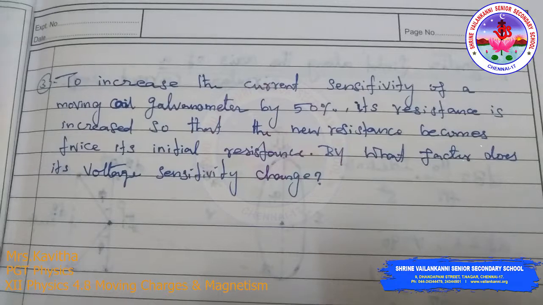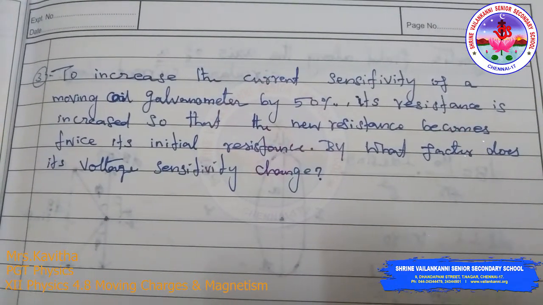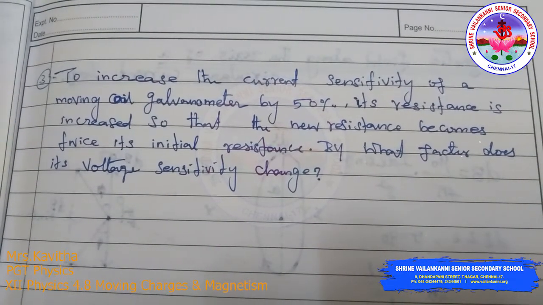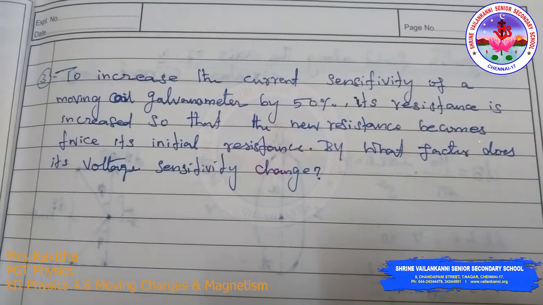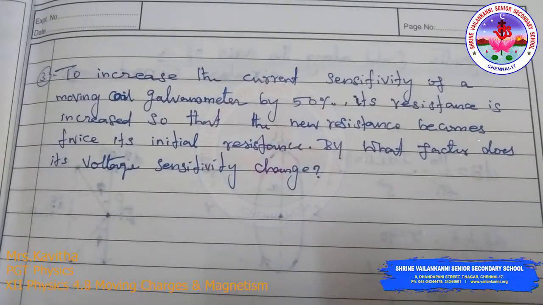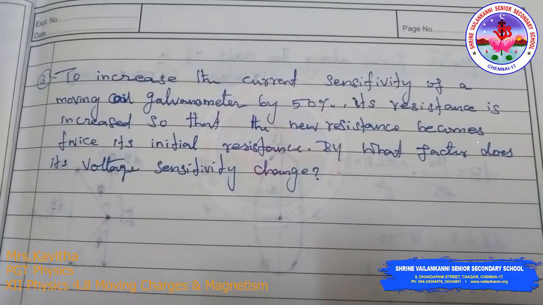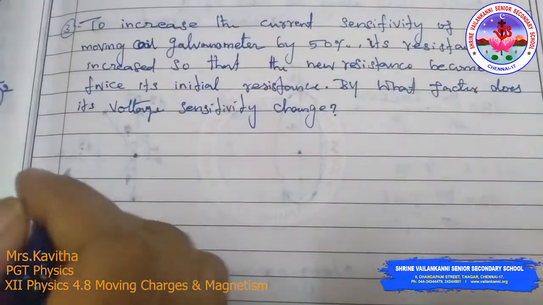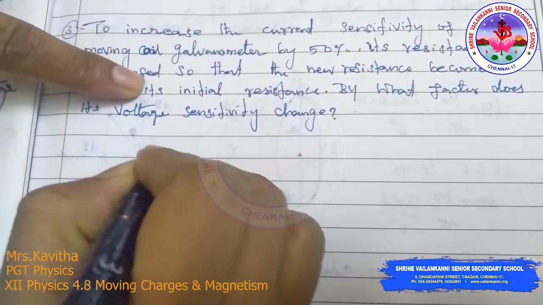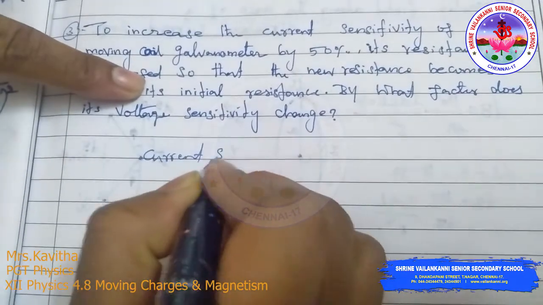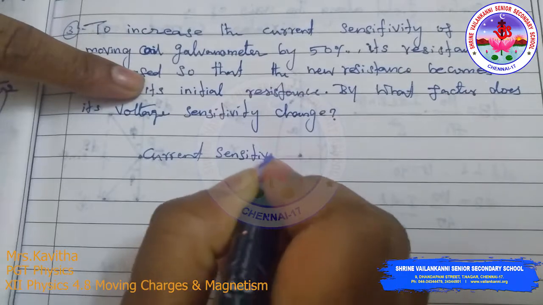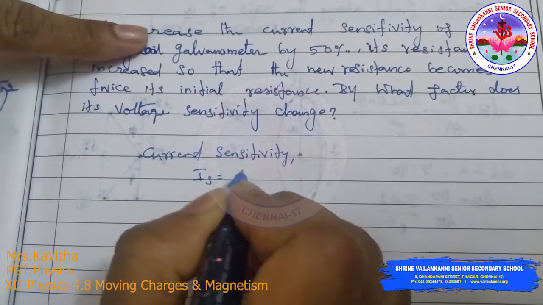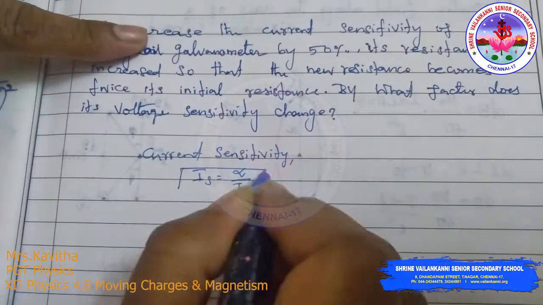To increase the current sensitivity of a moving coil galvanometer by 50%, its resistance is increased so that the new resistance becomes twice its initial resistance. By what factor does its voltage sensitivity change? Okay, for that we must take the current sensitivity, which is nothing but Is, which is equal to alpha by I.